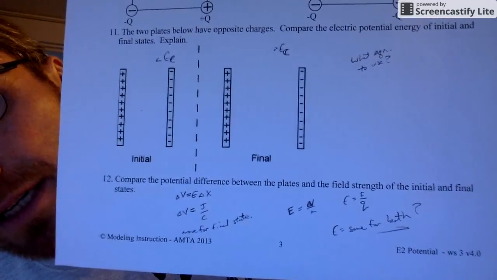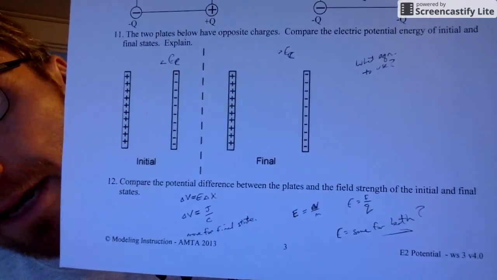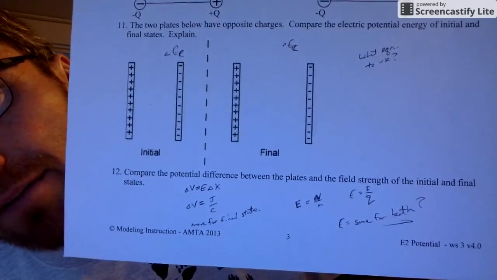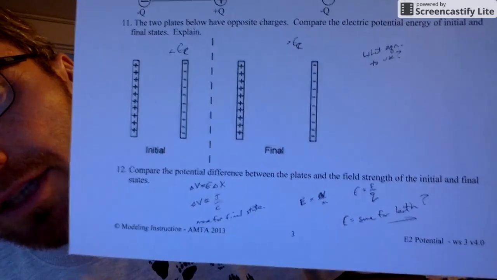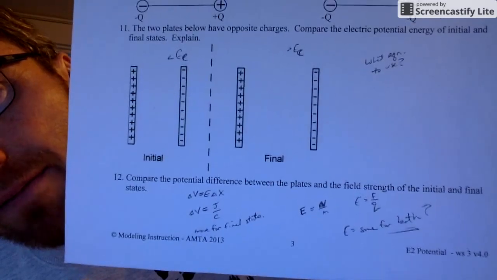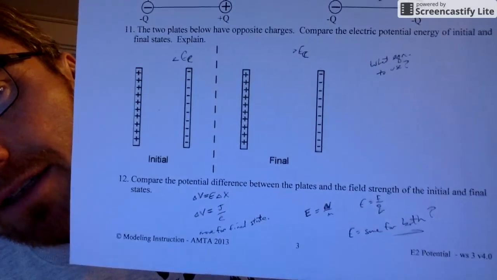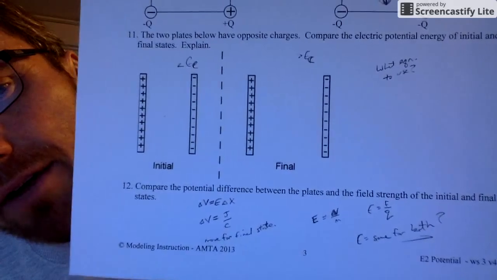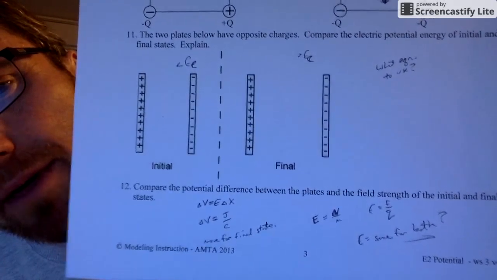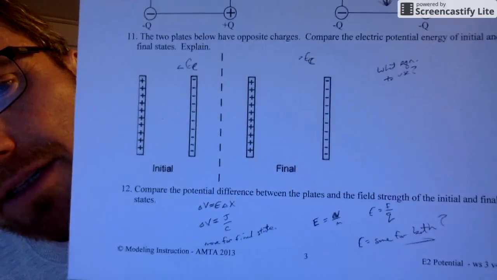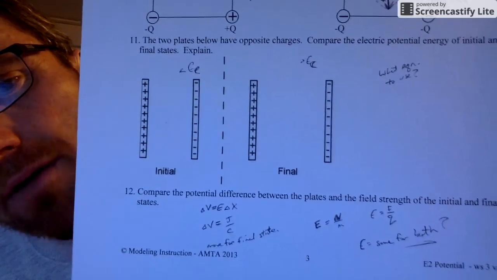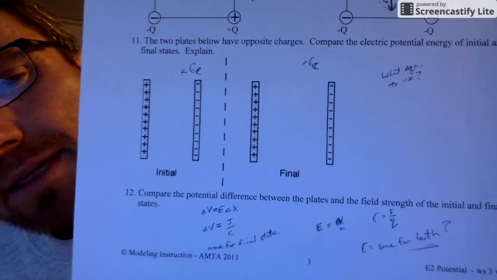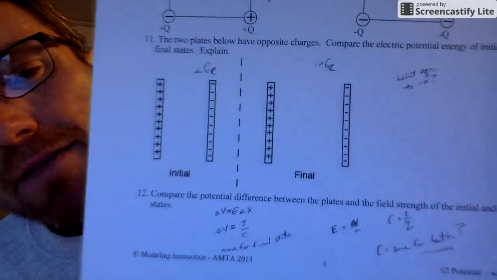The first question is the idea that when you have two plates that have the same amount of charge on the positive and the negative plate, it does not change the electric field strength if you move them closer together or further apart. In this case, from the initial to the final, they're getting further apart. The electric field strength is the same for both. And this seems difficult for me to understand.